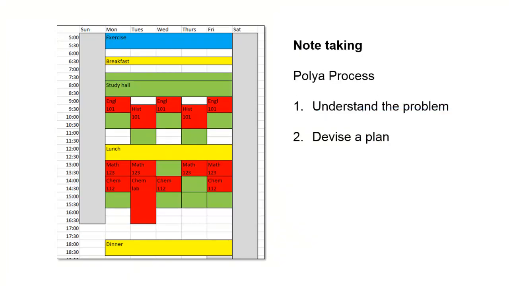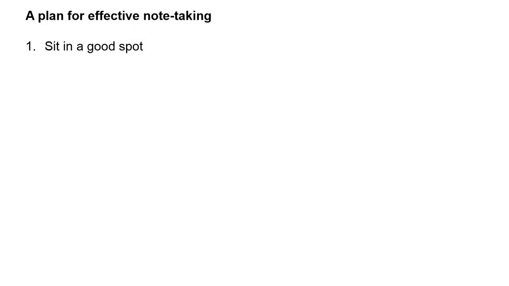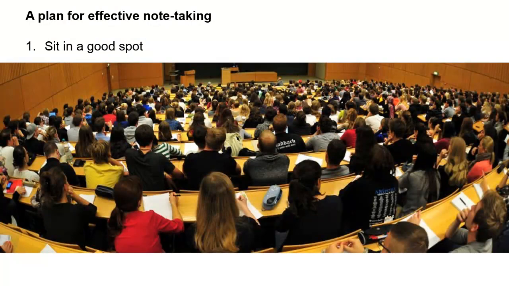That means we need to come up with some kind of plan. The following are several techniques that are useful in making note-taking an active learning experience. First, sit in a good spot. Imagine you're in a giant lecture hall like this. Where's a good place for taking notes, and where's a poor place for it?